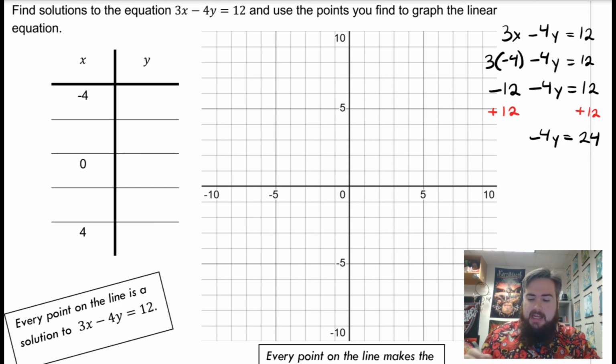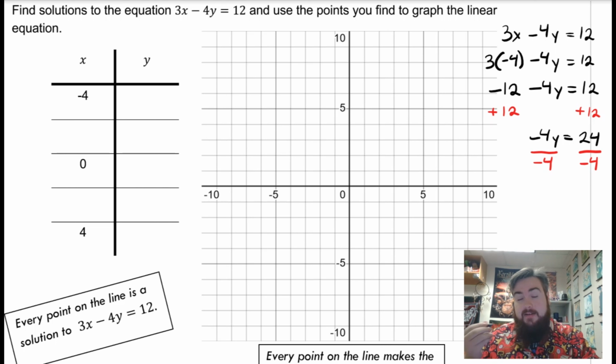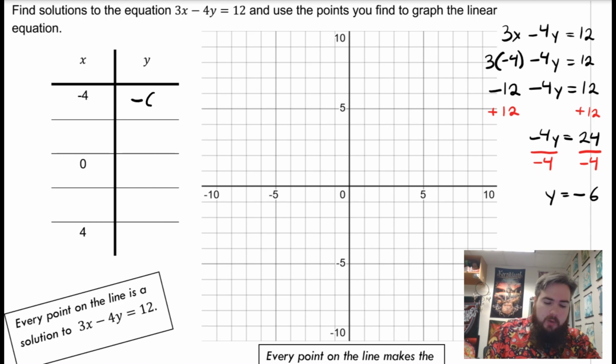And then lastly, I can get y completely by itself by dividing -4 on both the left and the right. -4y divided by -4 will just give you y. And 24 divided by 4 is 6, but 24 divided by -4, it would be -6. This would be the y coordinate that I would pair with x, so I'll go ahead and put that in the table on the left side, and this will represent my first point, -4 and -6.